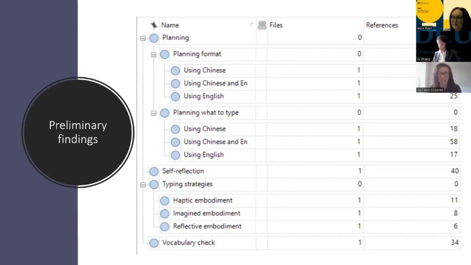And then finally, using English. Self-reflection, again, is students pausing and reflecting on what they're typing, what they're writing, their certain situation. The typing strategies, then we can see haptic embodiment, imagined embodiment, and reflective embodiment as well coming to the fore. Again, the vocabulary check, that interesting one, 34 references. And again, just to emphasize, these are preliminary and we're still working through the data. It's quite a lot, as you can imagine.